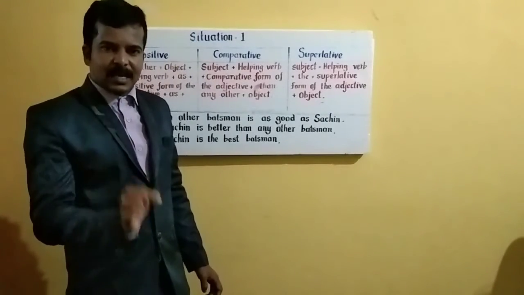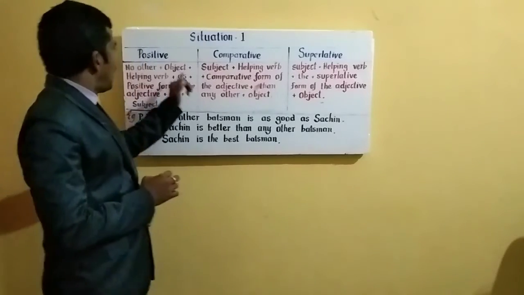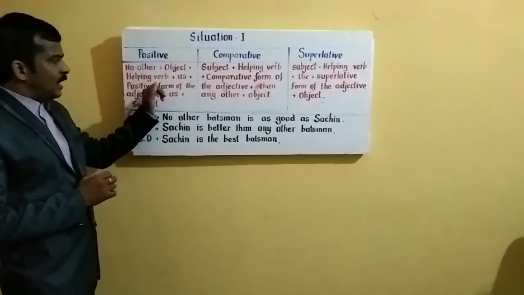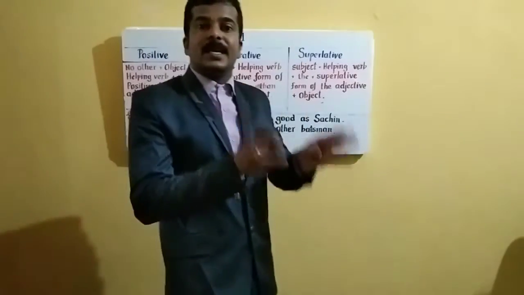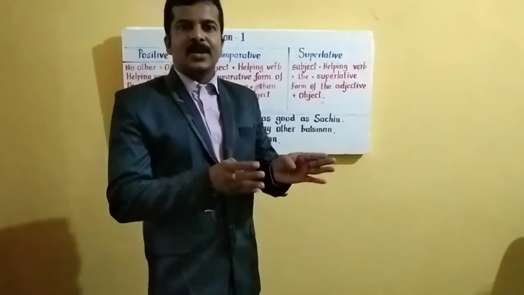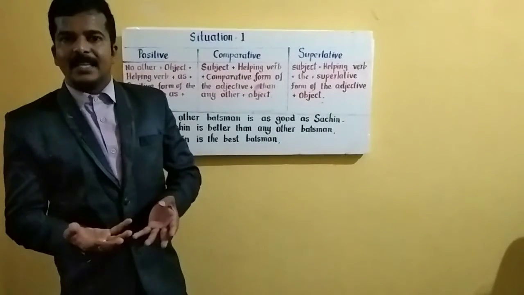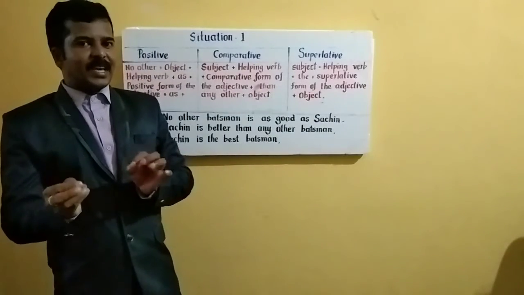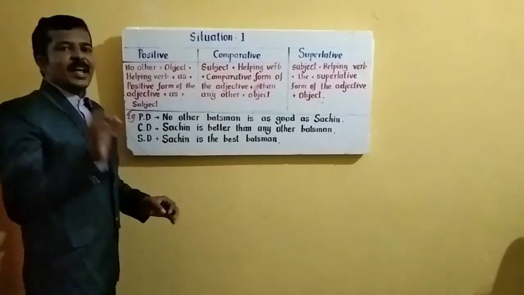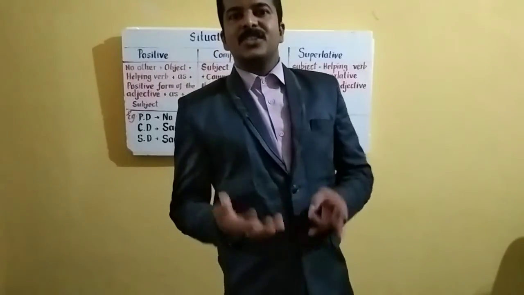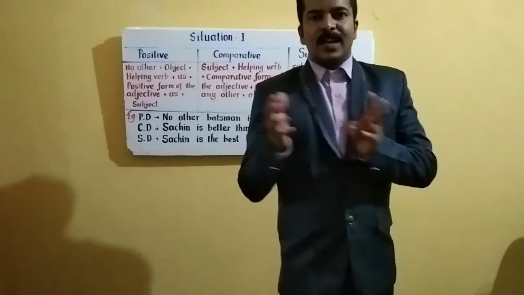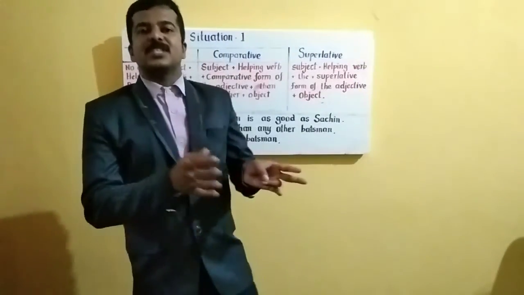No other continent is, after object a helping verb, is, then positive form of the adjective has to be written in between "as" and "as." So, as large as Asia. How can we say it? No other continent is as large as Asia. Now, we converted the sentence to positive degree.